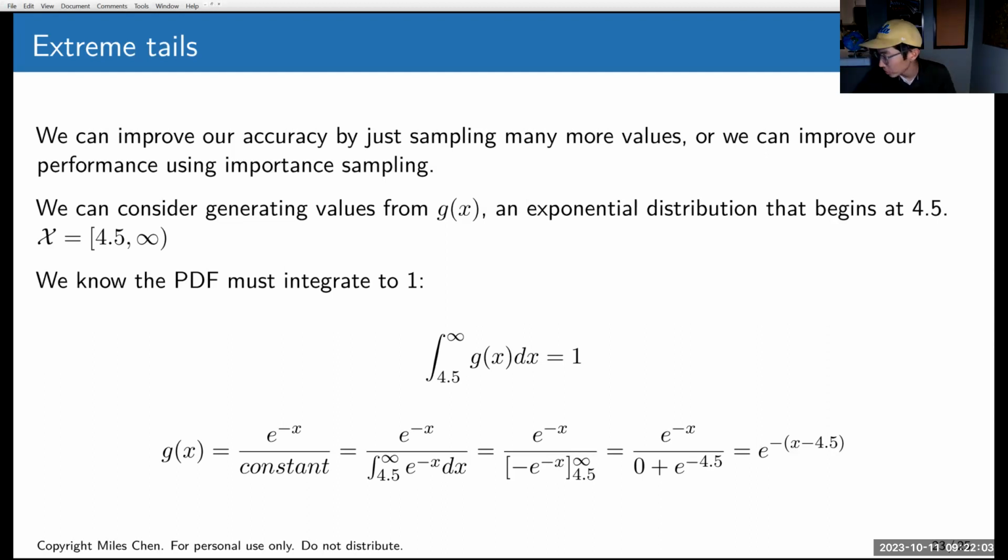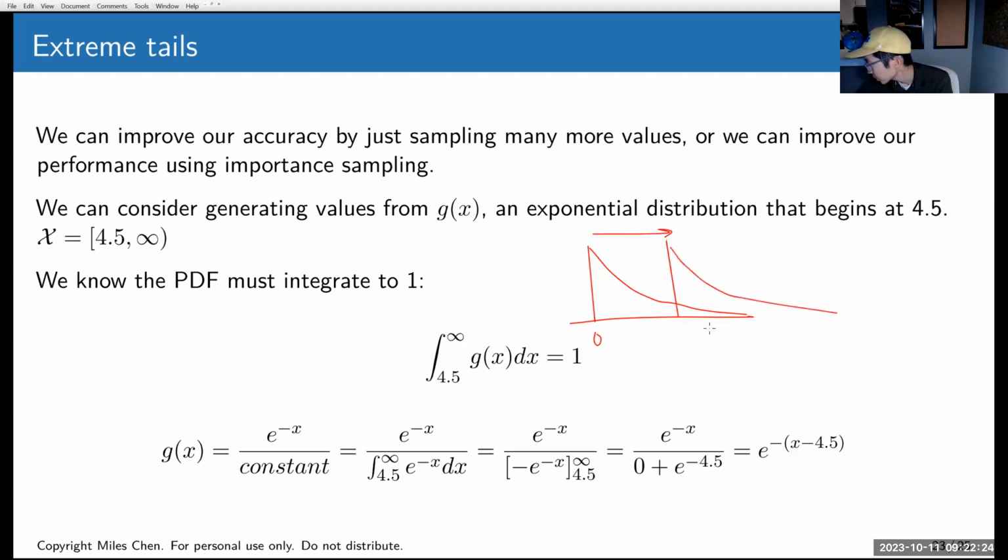Or we can improve our estimate by using importance sampling. So what we're going to do here is, so here I've got an exponential distribution. If I start at 0 here, but basically I can just shift everything to the right. Okay, and if I shift everything to the right, like this, and it starts at 4.5, now I've got an exponential distribution that's going to produce a lot of values that are greater than 4.5. Okay, so we can just shift everything to the right. I'm going to take my exponential distribution, and I'm just going to add a constant. I'm just going to add 4.5 to everything, and just shift everything to the right.